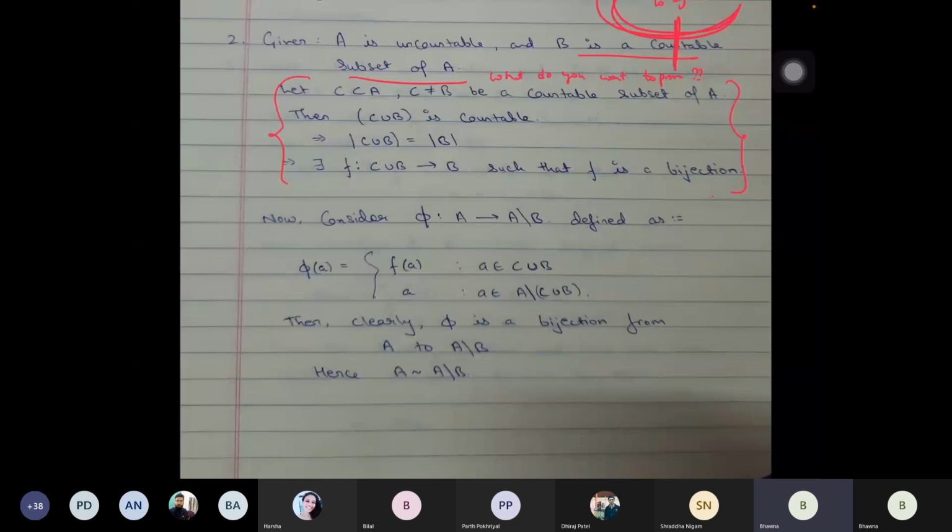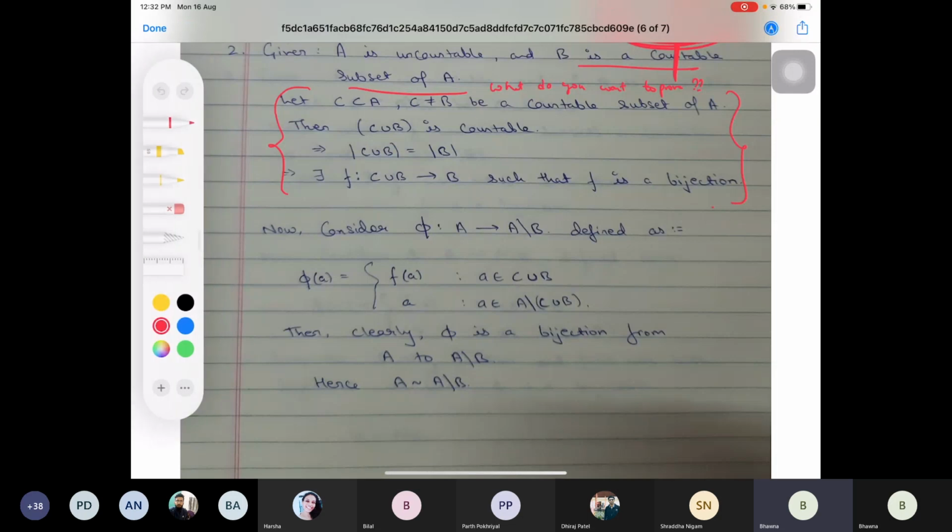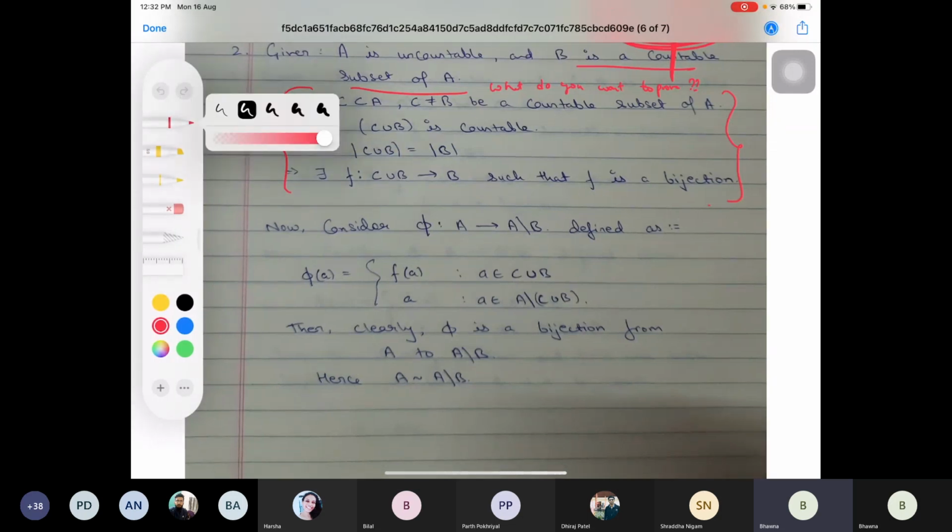What happened in this part 2 was that we wanted to show A is equivalent to A minus B, right? We were given that A is an uncountable set, and B is a countable subset. The proof Parth was saying was actually 90% correct, but his choice of C was wrong.